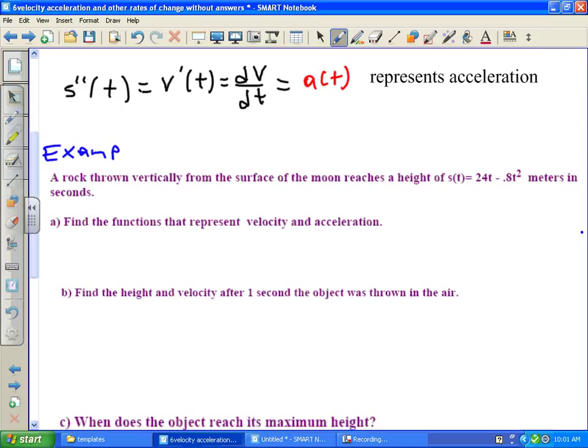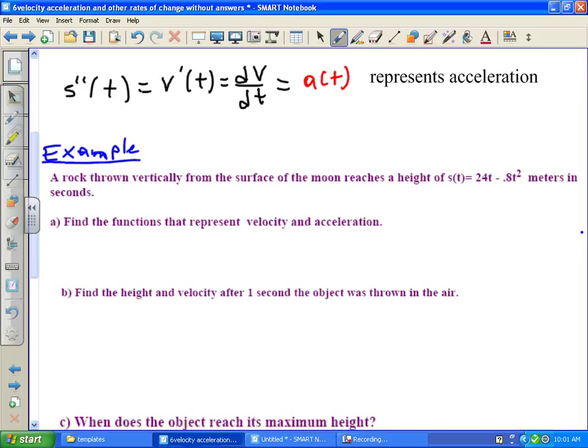And you have a handout with the problem now. Now that we know the shortcut rules, we can use them, and we can answer a wide range of questions with regard to the distance, the position, the velocity of this object. In this case, we have a rock thrown from the surface of the moon, and s of t represents the height from the surface of the moon at any given moment as 24t minus 0.8t squared. Again, does everybody have this? Okay, the examples are on one side of that sheet. In part A, we're asked to find the functions that represent the velocity and the acceleration for this function.